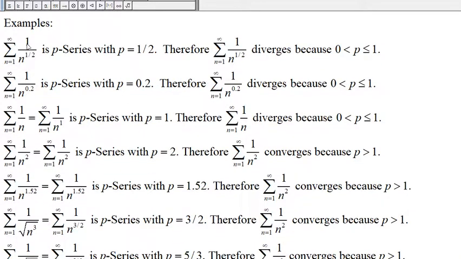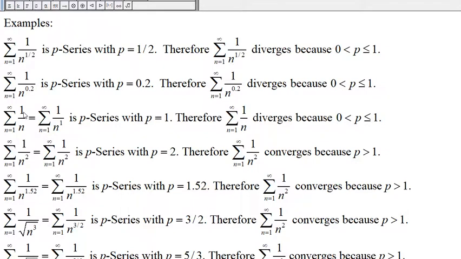The P series 1 divided by n to the 1 half. This is a P series with P equal to 1 half. Since 1 half is between 0 and 1, the series diverges. This is a P series with P equal to 0.2. Since 0.2 is between 0 and 1, this series diverges.